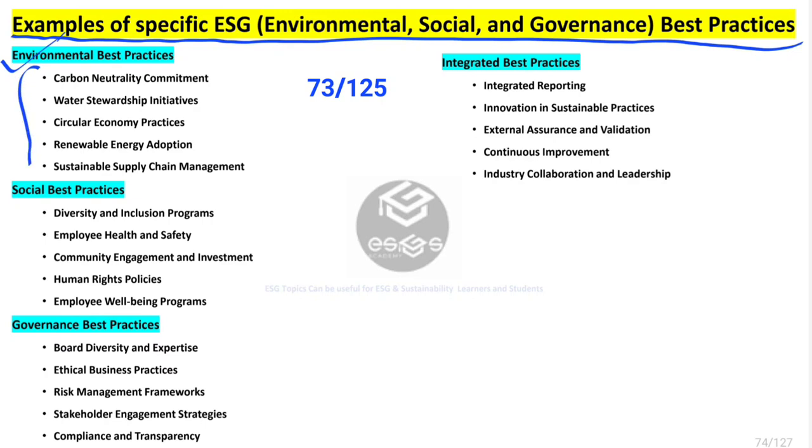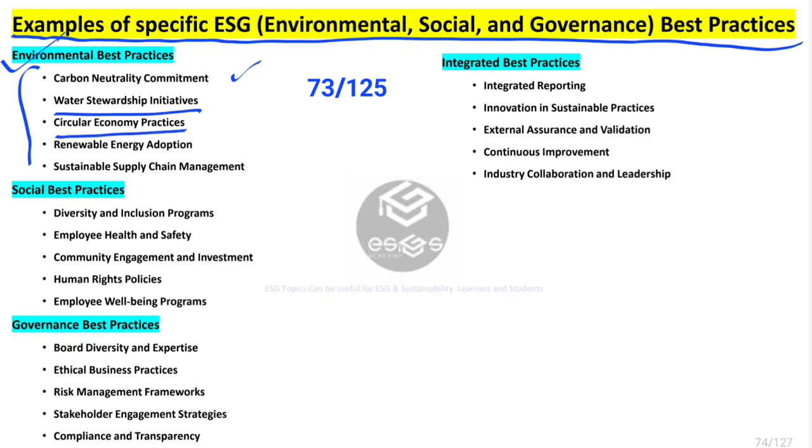The first one is carbon neutrality commitment. Generally, the organization sets a goal to achieve carbon neutrality by reducing greenhouse gas emissions and offsetting remaining emissions through initiatives such as reforestation projects or purchasing carbon credits. Then next is water stewardship initiatives, where we can talk about implementing water-saving technologies and practices to reduce water consumption in operations, along with initiatives to protect local water sources and watersheds.